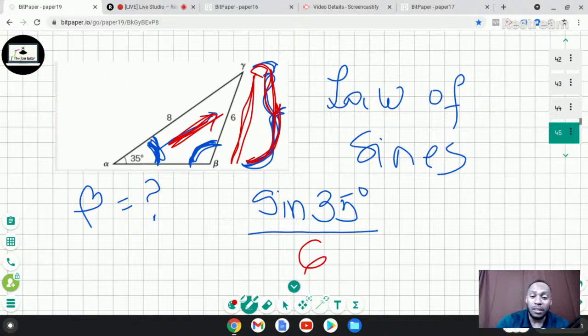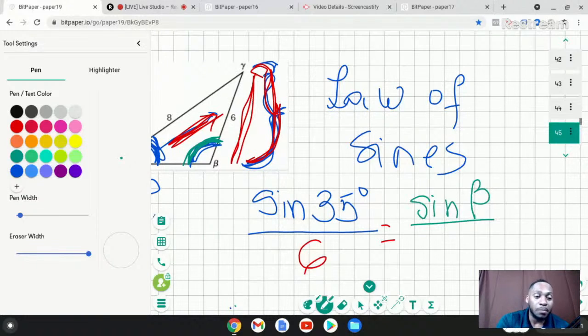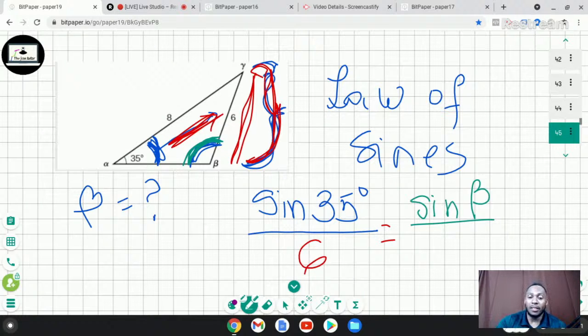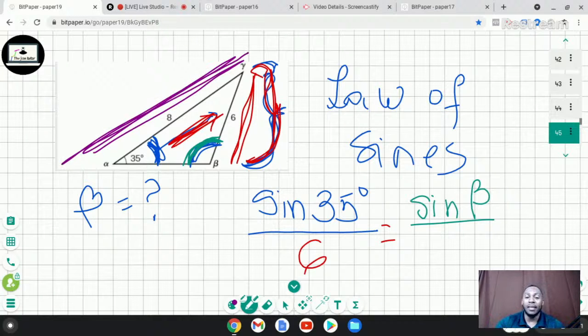This is equal to sine of beta. Let me choose a different color for beta, maybe green. Sine of the angle beta, and I'll put in the angle beta here in green so you can understand what I'm doing, divided by whatever side is opposite to beta. I'm going to color that in maybe purple. So divided by the side that is directly opposite to this, which is this side right here in purple. And as you can see here, it's 8, whatever unit you're using, centimeters, meters.